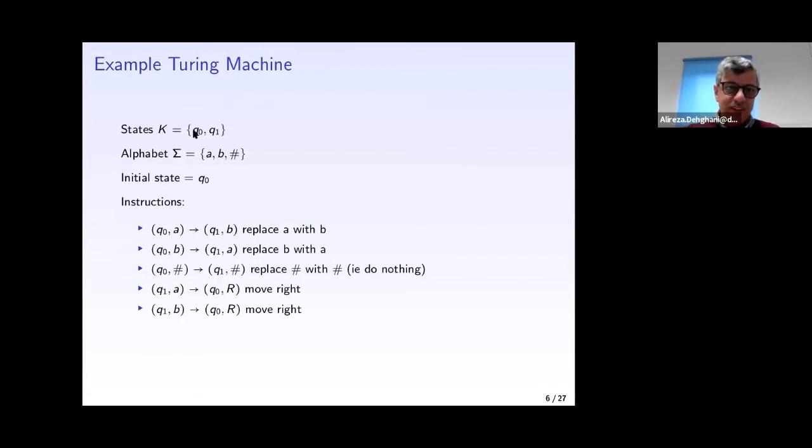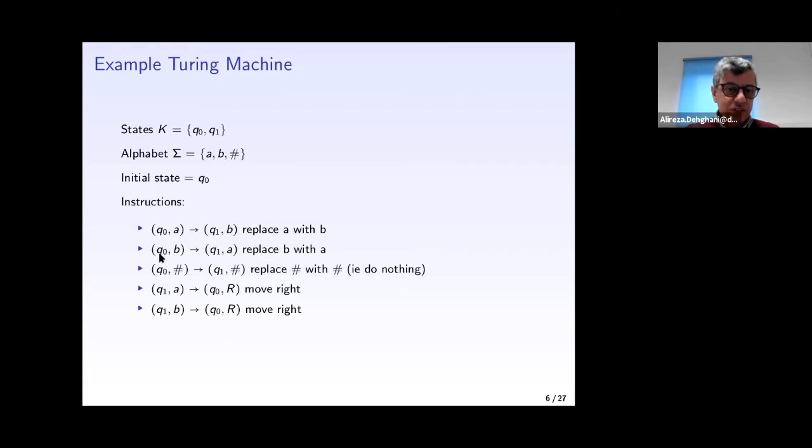We have the states Q0, Q1, we have the alphabet A, B, and like I said, the blank. We have an initial state Q0, and we have some instructions. In the first instruction, for example, it says if you are in Q0 and you receive A, you go to Q1 and you change A to B. What does it mean? It means we change the symbol on the tape, and we don't move because we don't have any L or R here.